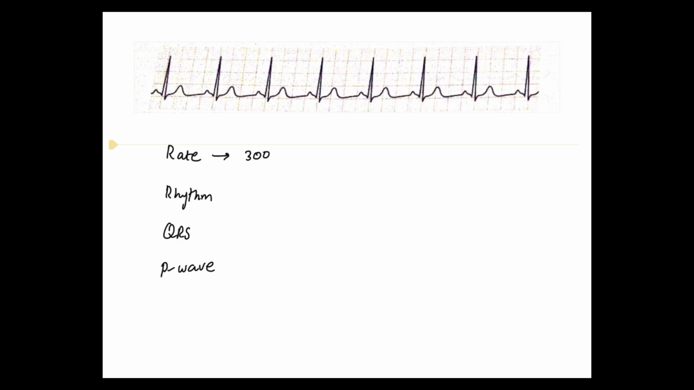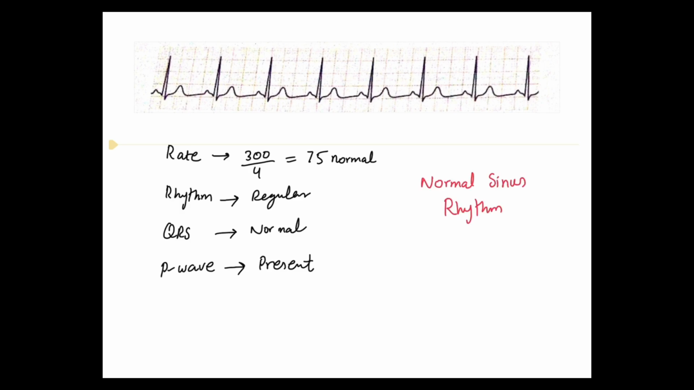So let's look at the rate. It's regular, so we are going to divide 300 by the number of boxes, which is 4. That makes the heart rate 75, which is a normal heart rate. Now looking at the rhythm, as we can see there are equal numbers of big boxes between adjacent R peaks, so it is a regular rhythm. Looking at the QRS complex, it is normal as well. Then moving to the P wave, yes, we can see the P wave is present. So based on all these things, we can say that this is a sinus rhythm.